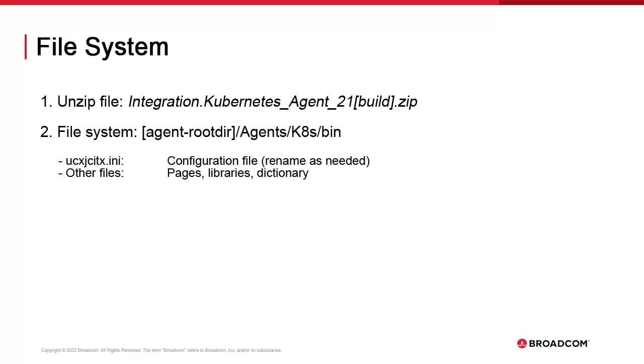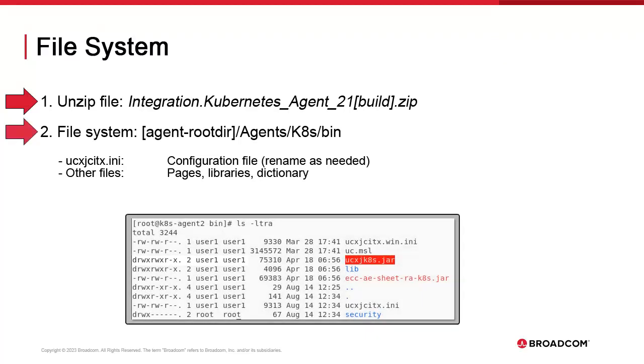Once you've downloaded the agent, unzip it. You could do this in Automic or /opt/Automic. Unzipping creates a file system, agent/Kates. Everything is in the bin directory. You find the ucxj-kates jar file, which starts the agent via the java -jar command.